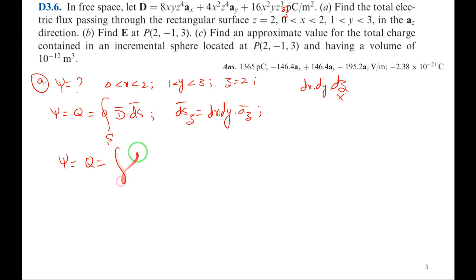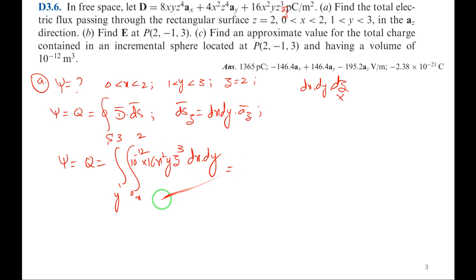So surface integral is a double integral. So 16 x square y z cube, az dot az will be 1, so I am left with dx dy. 16 x square y z cube. Pico is there. Pico means 10 power minus 12. Don't miss it. Right? 10 power minus 12. Pico I am writing here. Pico coulomb per meter square. Right? Okay. It varies with x and y. x is varying from 0 to 2 and y is varying from 1 to 3. Right? Next we'll try to integrate.